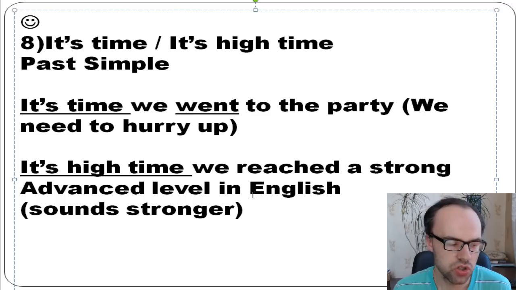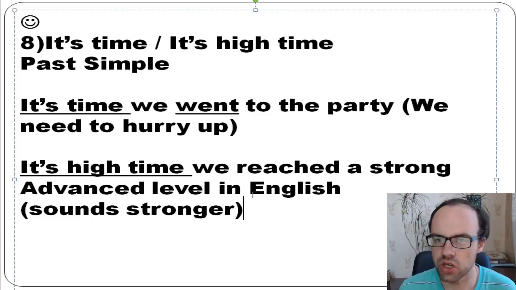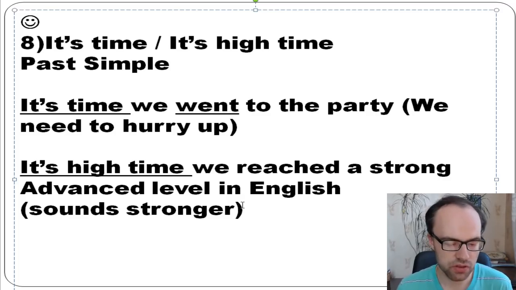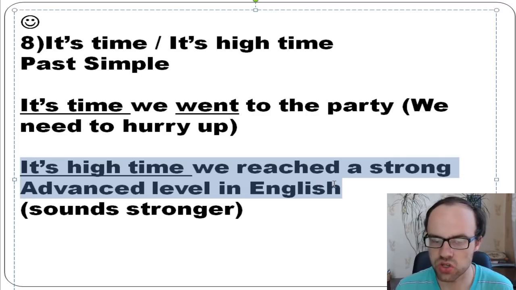So maybe you started learning English 10 years ago or 15 years ago, and your level is still intermediate or pre-intermediate or upper intermediate, and you know, you can't actually reach advanced level although you have been learning English for many years. And in this case, for instance, you can use this sentence. It's high time we reached a strong advanced level in English. So it's really time for you to do it.